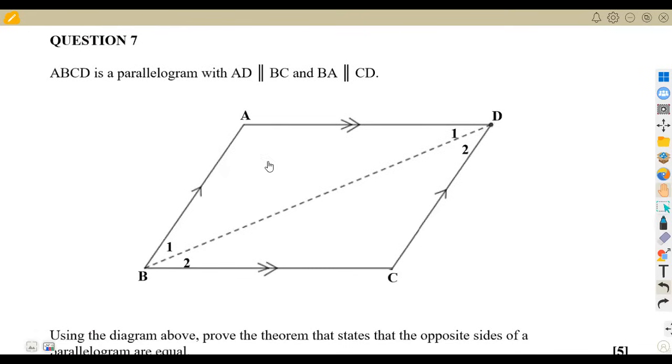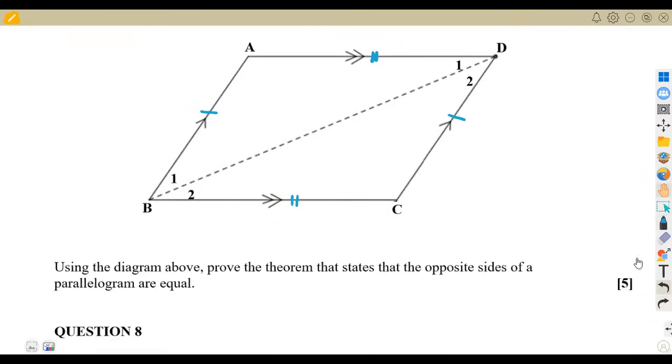Question number 7, you are now given ABCD is a parallelogram. You're back again to another parallelogram, and you're given in this case that these two sides are parallel. AD is parallel to BC, as we know that these two are parallel, and they are not just parallel, but they are parallel and equal. The same thing with BA and CD. They are not just parallel, but they are parallel and equal.